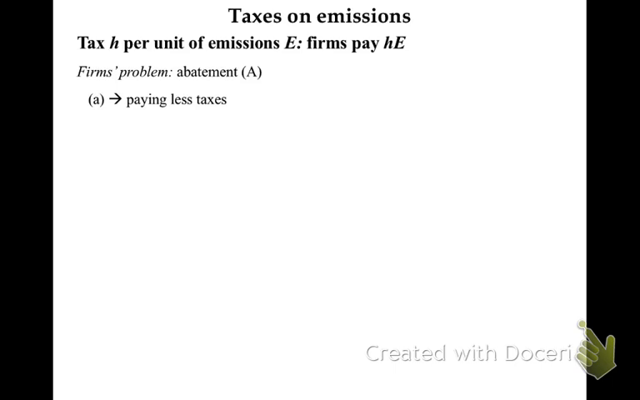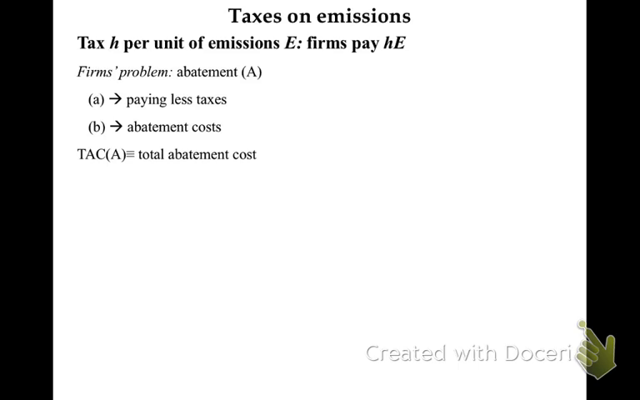Okay? The lower E, what is abatement? Abatement is reducing E. It's fine? So, if I reduce E with abatement, I will pay less taxes. At the same time, I will have to suffer some costs in order to abate. So I have this trade-off. The more I abate, the less taxes I pay, but the higher the cost. That's fine? So I can pay less taxes, but I will have more abatement costs.